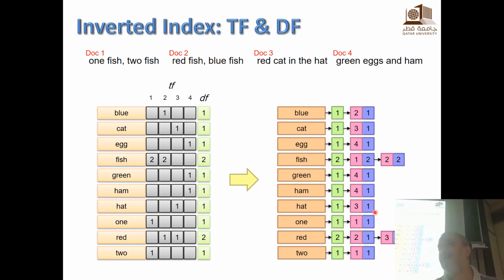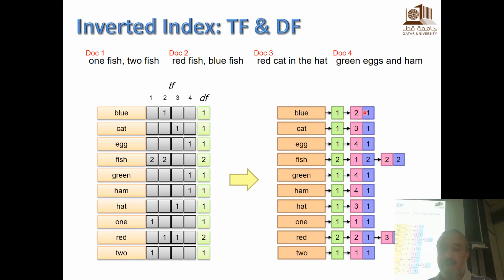So it won't be enough to just have the list of document numbers or document IDs. We'll have to have two things. We'll have the document ID, which is the pink here, and also the frequency of the term, or how many times the term appeared in that document. We call this term frequency. Just to keep that terminology in mind.